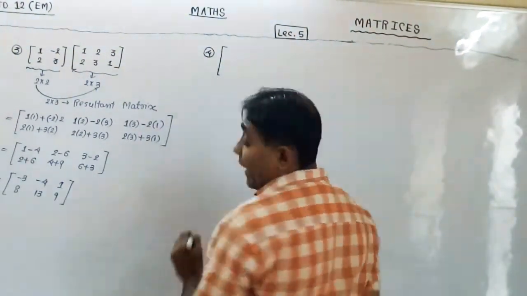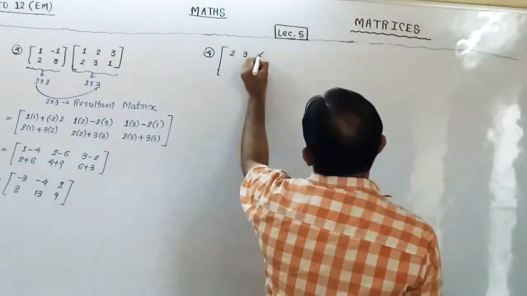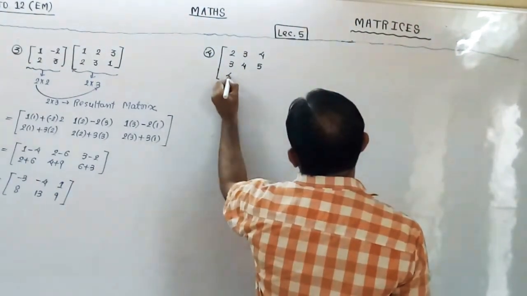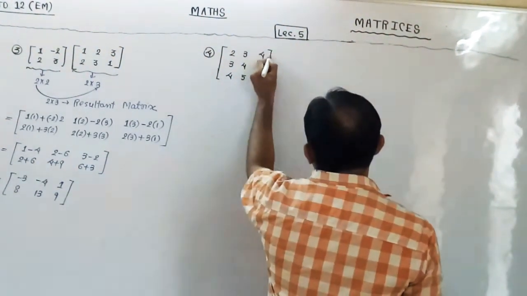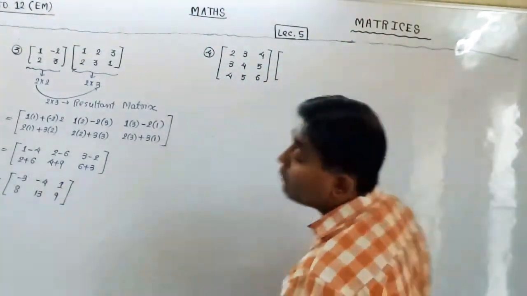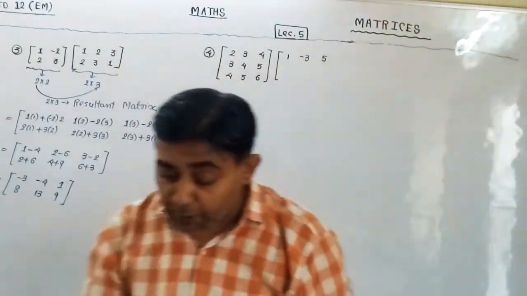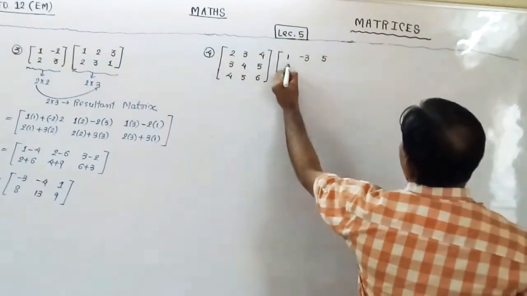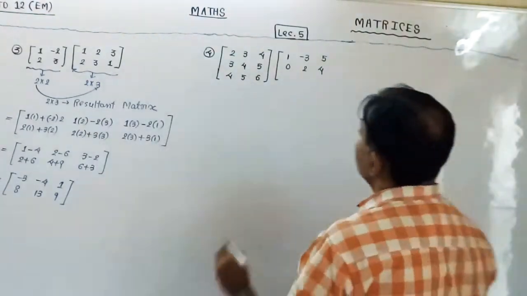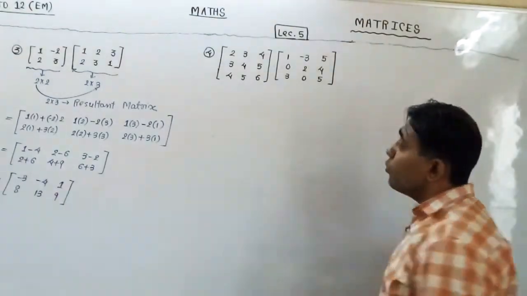The first matrix is given as 2 3 4, 3 4 5, with the numbers in consecutive order, and 4 5 6. This matrix is multiplied with another matrix: first row 1 minus 3 5, second row 0 2 4, and the third row 3 0 5.